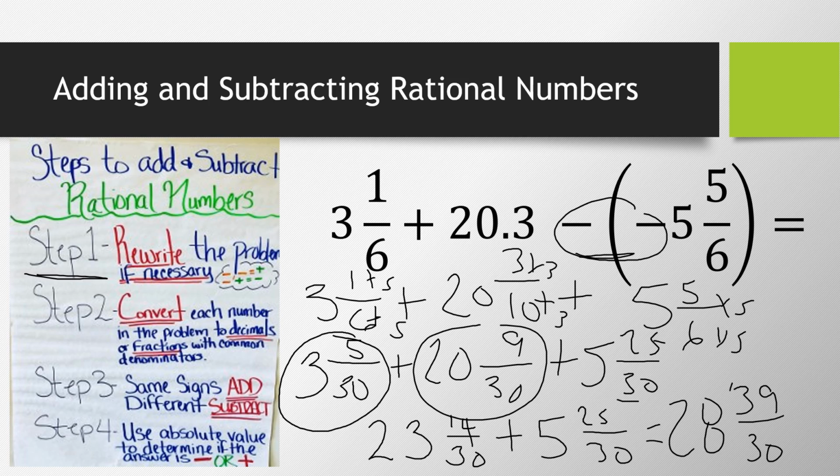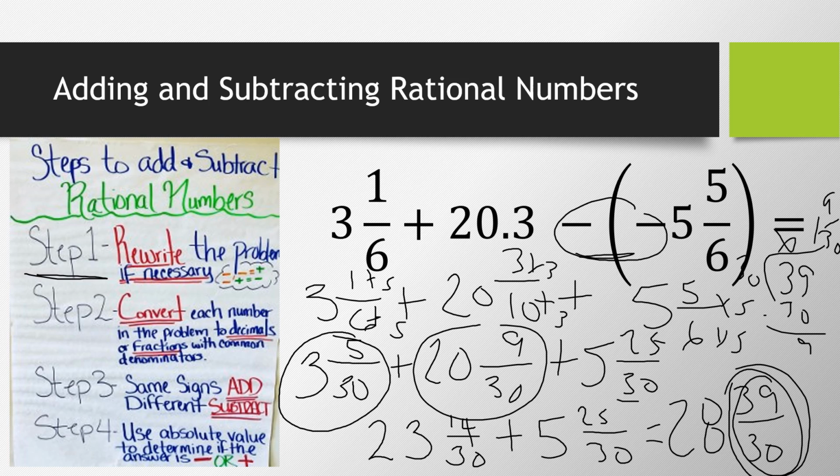I know this right here is an improper fraction. So I'm going to turn that into a mixed number. In order to turn it into a mixed number, you have to divide and write your remainder as a fraction. 30 goes into 39 one time, multiply 30, subtract 9. So it gives you 9/30. So now I have this equals 1 and 9/30. So I'm going to bring that 1 and add it to the 28. So that's going to give me 29 and 9/30.